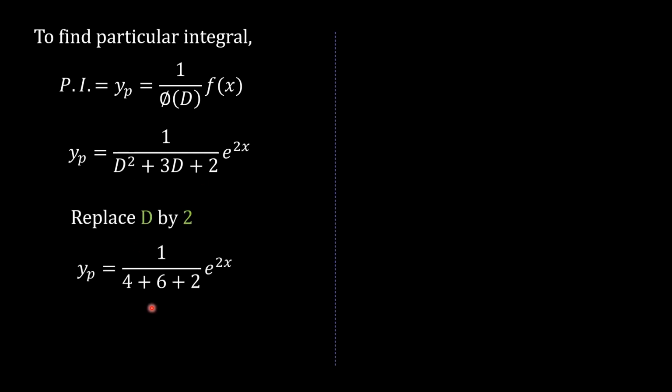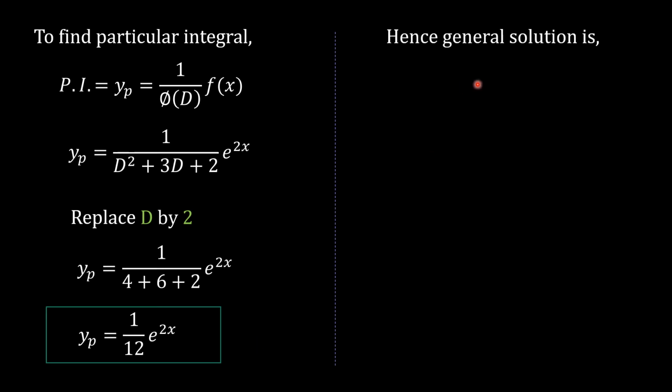That will give us 1 upon 2 square, which is 4, plus 3 into 2 which is 6, plus 2. Simplify it. That will give us yp = (1/12) e^(2x). So this is the required particular integral as we got the non-zero denominator. So we obtained both yc and yp. Hence, general solution of the given differential equation is given by y = yc + yp.